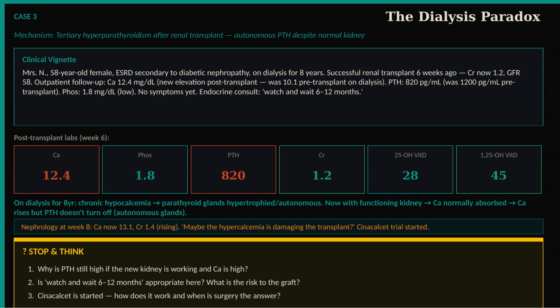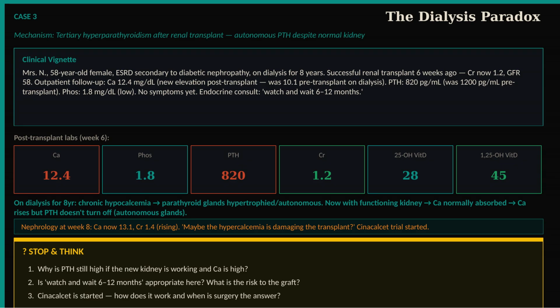Mrs. N, 58, end-stage renal disease, from diabetic nephropathy, on dialysis for 8 years. 6 weeks ago, she got a successful kidney transplant. Creatinine, now 1.2, GFR, 58, a great graft. But on follow-up, her calcium is 12.4, newly elevated. It was 10.1 before transplant. Her PTH is 820, down from 1200 pre-transplant, but still enormously high, and her phosphate is low at 1.8.